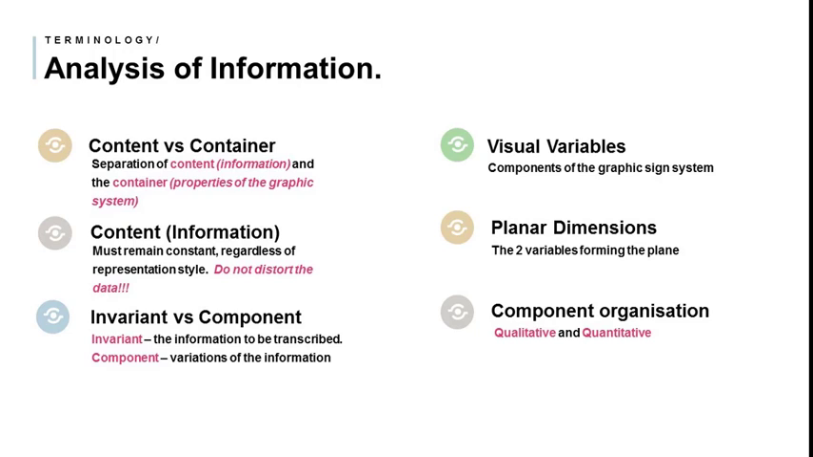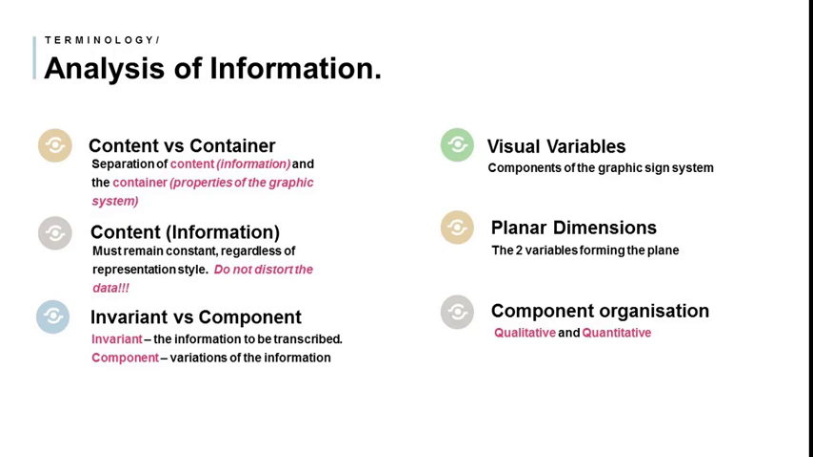Sometimes the most beautiful data representations are meaningful, and sometimes they just distort the data for the sake of good graphics. We're certainly about making good graphics, but we never distort the data. The invariant is the data or information that we are going to present, and the component is a variable, which will be basically how we choose to represent that underlying information.